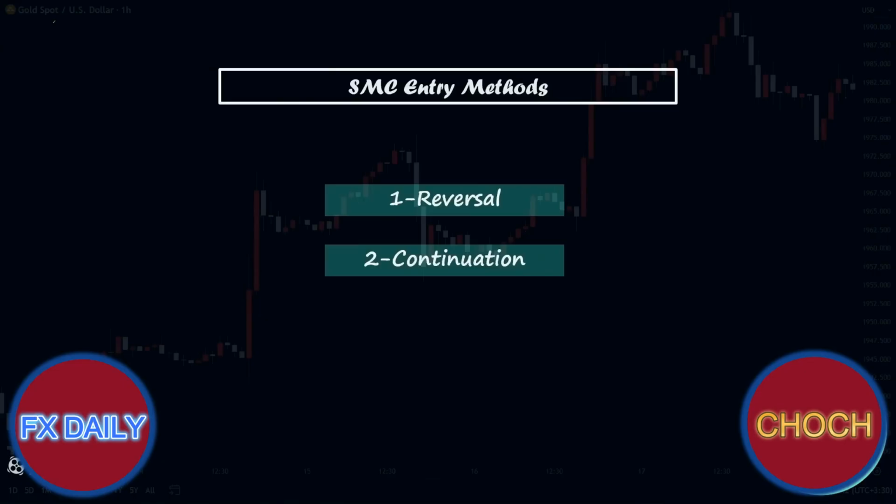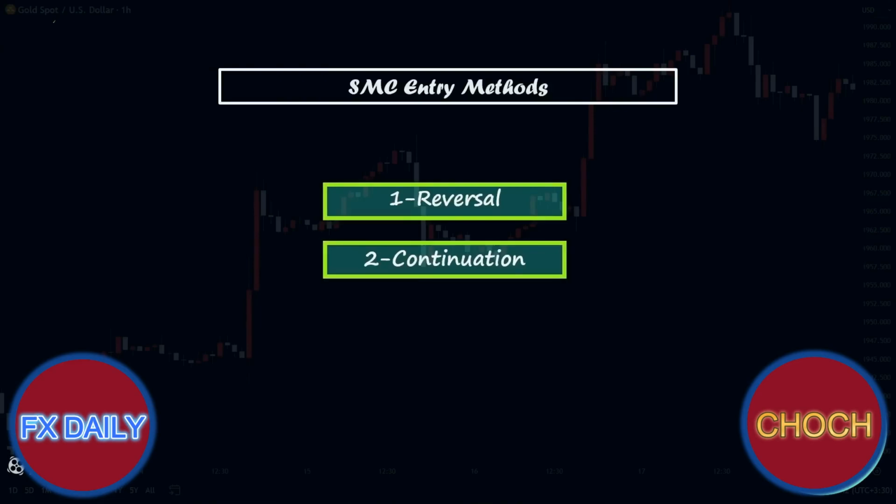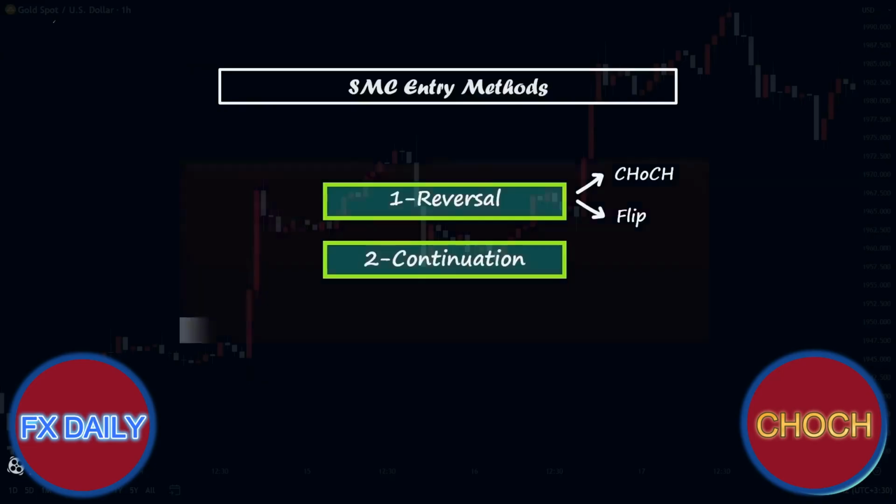Entry in reversals and entry in continuations. Reversal entry includes methods such as change of character and flip entry. In the previous parts, we have fully explained all the methods and rules related to the correct diagnosis of change of character in the market. If you haven't seen them yet, be sure to take a look at the previous videos, because it gives you a very detailed view of how to draw and analyze the character's change. But in this part, we want to put all that information aside and learn how to use the concepts to our advantage and make a trading plan for each character. This approach not only increases the accuracy of our entry and exit, but also has a very high win rate.